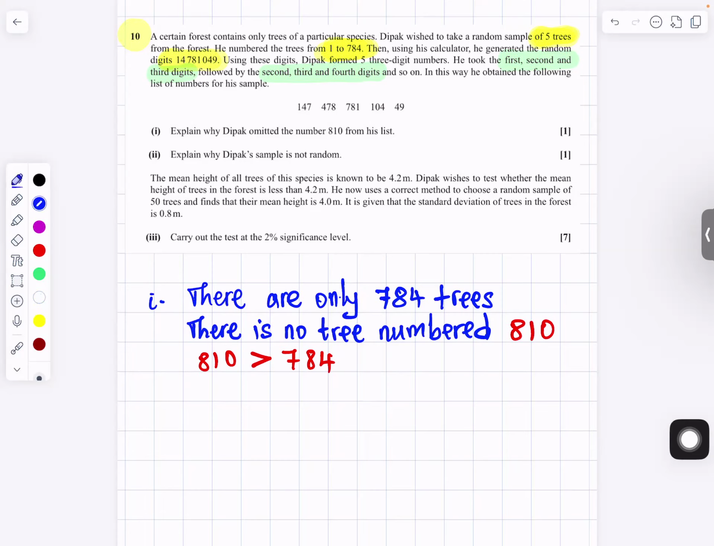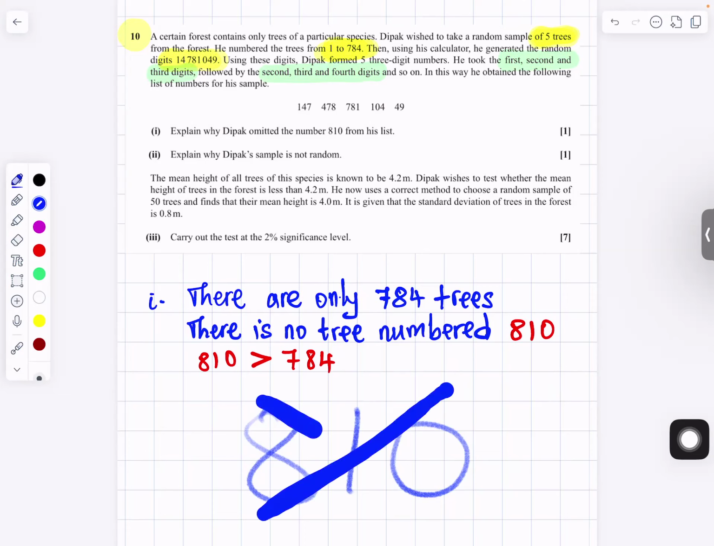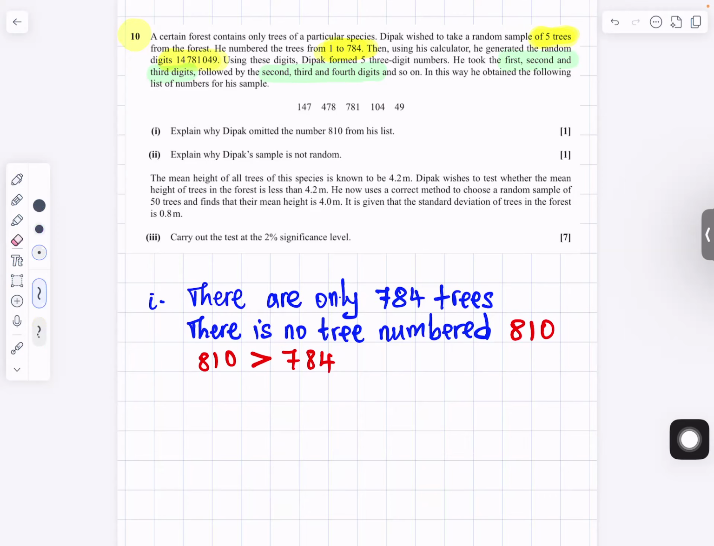Now, the number 810. If you look on that list, there's no 810. But he was choosing numbers from 1 to 784. And 810 is bigger than 784. So 810 is not in the list of the trees he numbered. It says that he numbered the trees from 1 to 784. So 810 will not be numbered. There are only 784 trees, and there is no tree numbered 810. You keep the answer short and simple because it's 1 mark.